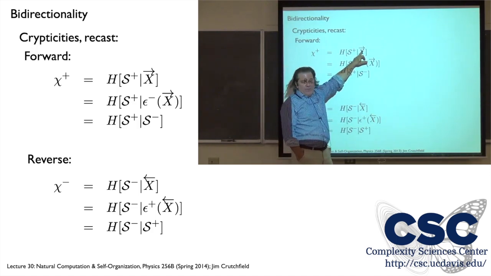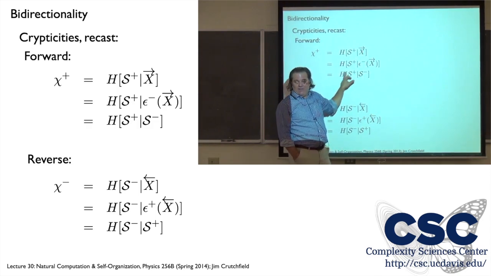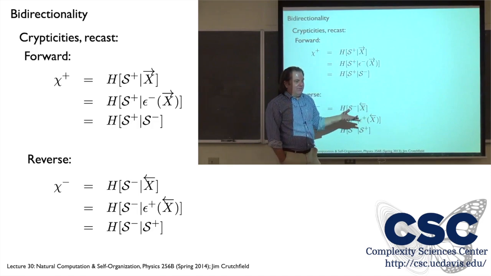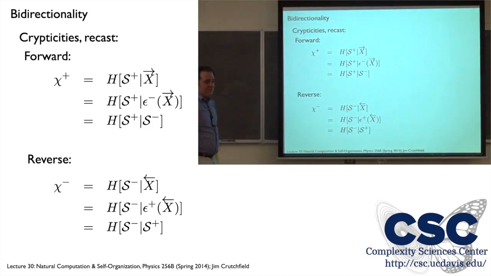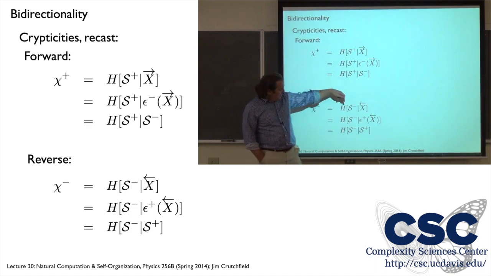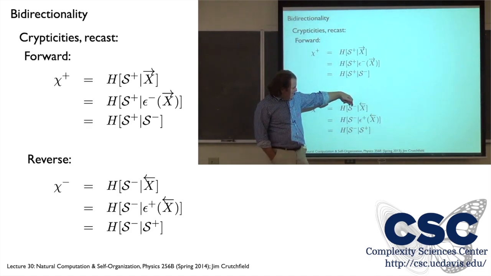Well, who cares anymore, right? I have a past. I don't want to deal with a semi-infinite random variable. I use the epsilon minus. It then returns the reverse causal state, and then this looks very familiar. It's simply this conditional uncertainty in the future states given the past. Same thing. We now have a reverse crypticity, which is the uncertainty in the current reverse causal state given the pasts.